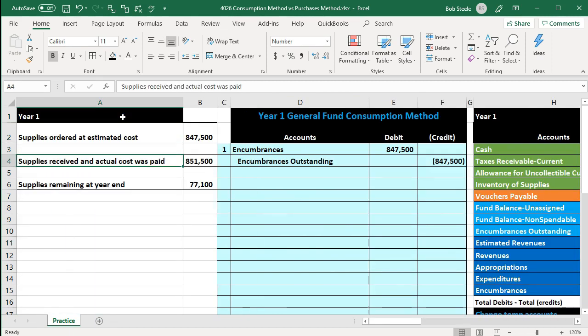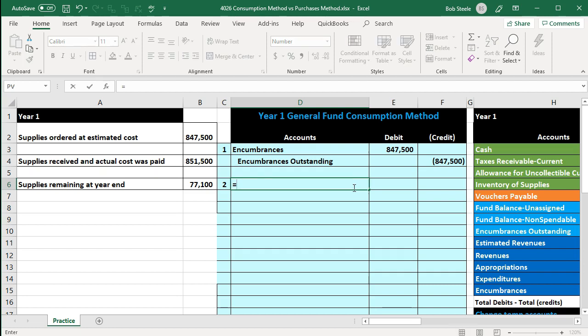And then the second item has that the supplies received. We got the supplies at the actual cost here. So now we have received the supplies. This is where we would typically record something under the accrual method. So now we got to reverse what we did last time. We're going to say that we got all the supplies related to this estimate. The actual amount is this amount. So first we need to reverse the encumbrance because this is that holding account. So we're going to reverse it entirely. And then we're going to record the supplies transaction.